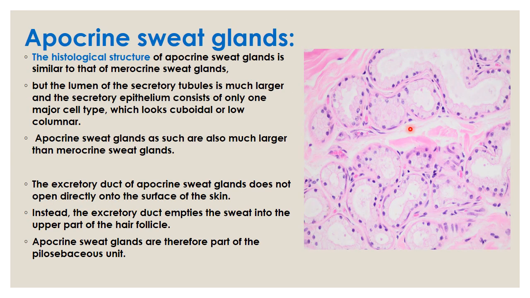The histological structure of the apocrine sweat gland is similar to that of the merocrine glands. Its lining epithelium is simple cuboidal or columnar cells. You can see here the columnar epithelium or the low cuboidal epithelium. But the lumen is much wider than that of the merocrine sweat glands. The excretory duct of the apocrine sweat glands does not open directly onto the surface of the skin. Instead, the excretory duct empties the sweat into the upper part of the hair follicles, therefore they are part of the pilosebaceous unit.